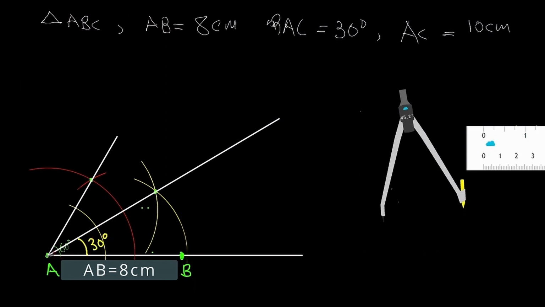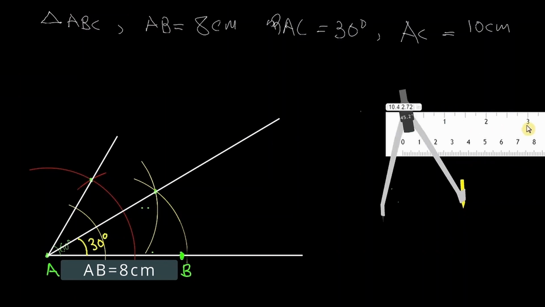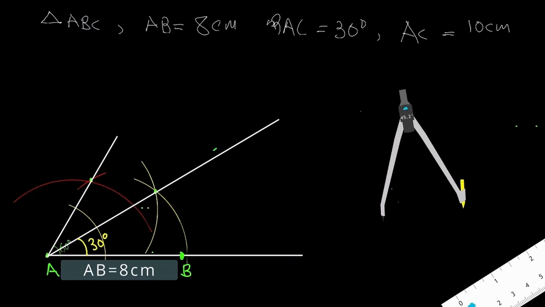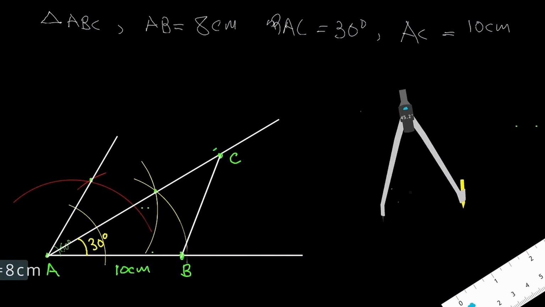We need to measure the distance from A to C as 10 centimeters. So let's do that now. So we take a ruler and we measure 10 centimeters. And you can see that that point is just about here. That is going to represent our point C. So this is our point C. And finally, we simply connect B and C to complete our triangle.